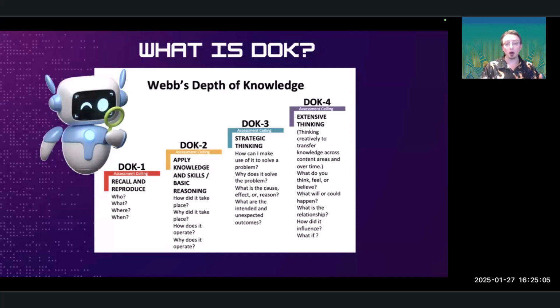Right, DOK 1 is recall and reproduce. Simple questions and answers. Students could Google these. I'm going to use a hammer as an analogy throughout this. Identify a hammer. That would be Depth of Knowledge 1. Depth of Knowledge 2 is where we're applying knowledge and skills. We have basic reasoning. AI is really good at this. You can do this in Google too. How did this take place?